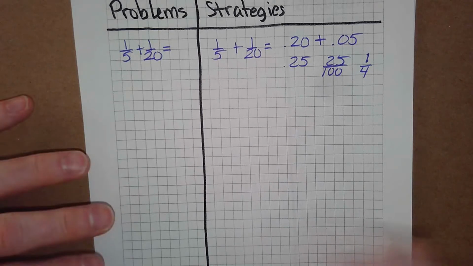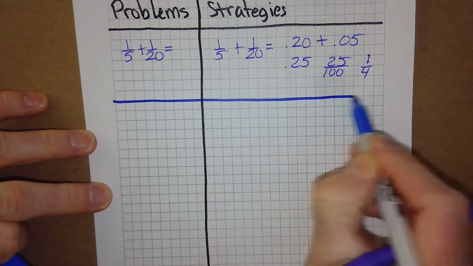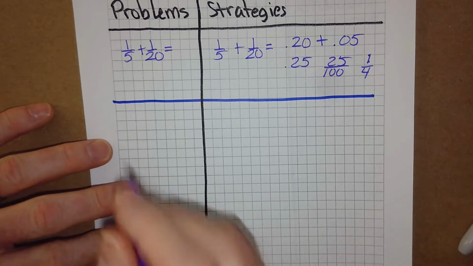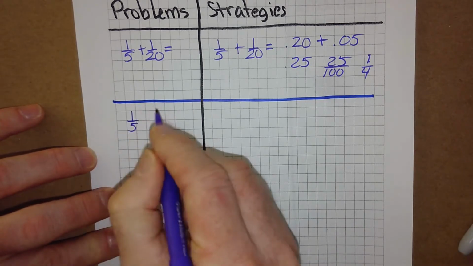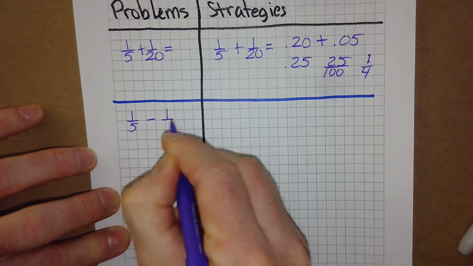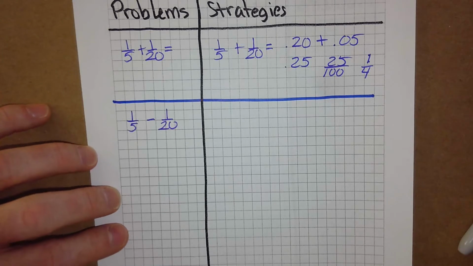Draw your separation line. It's not a big leap, just a little leap. 1/5 minus 1/20th. Now, is this going to be a lot different, do you think, or the same? What do you think? Different? A lot different or just different?